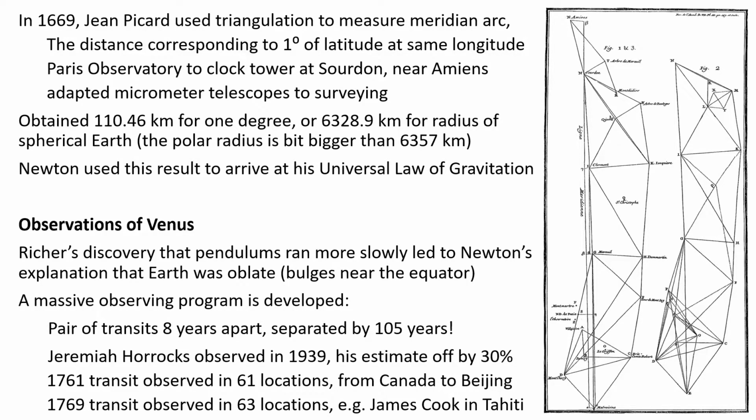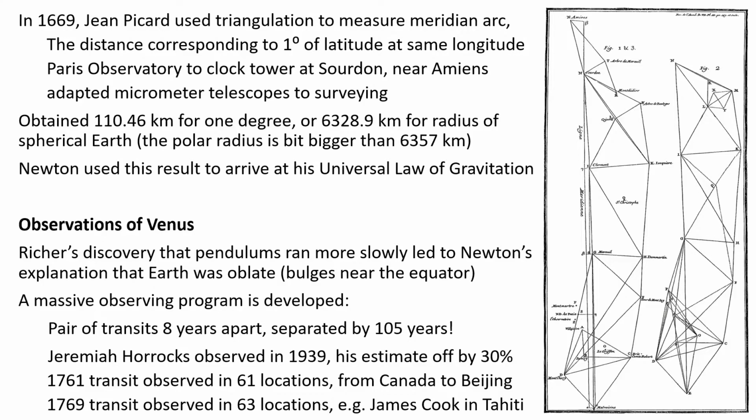Jeremiah Horrocks observed this transit in 1639 and was the only person to make an actual measurement. His estimate was off by about 30%. And so people redoubled their efforts for the following transit. Remember, they had to wait over a century for the next transit. The two transits were 1761 and 1769.